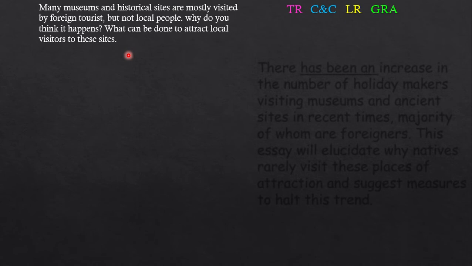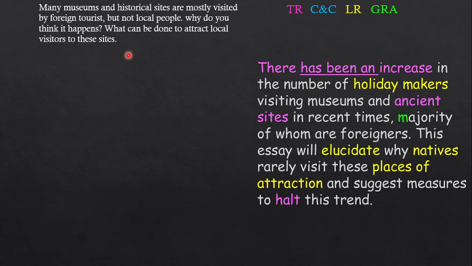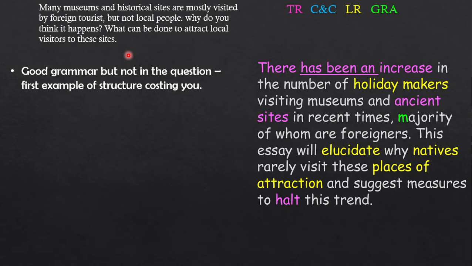So let's take a closer look at the introduction. Okay, so, all right, let's go through these points one by one. All right, "there has been an increase." Well, that's great. We're starting it off with a present perfect tense and passive. Okay, great. But has there been an increase? Well, I don't see that. It doesn't say it anywhere here. That's not part of the question. You're not addressing the question with that statement.